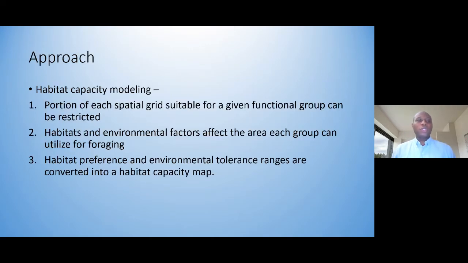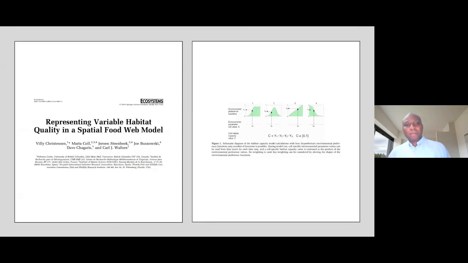So my approach was to use Ecospace, like I mentioned earlier, specifically use the new approach in Ecospace, which is the habitat capacity modeling. In this approach, a portion of each spatial grid suitable for a given functional group can be restricted, and habitat and environmental factors affect the area each group can utilize for foraging. Habitat preferences and environmental tolerance ranges are therefore converted into a kind of habitat capacity map that will be interpreted based on simulations from Ecospace.